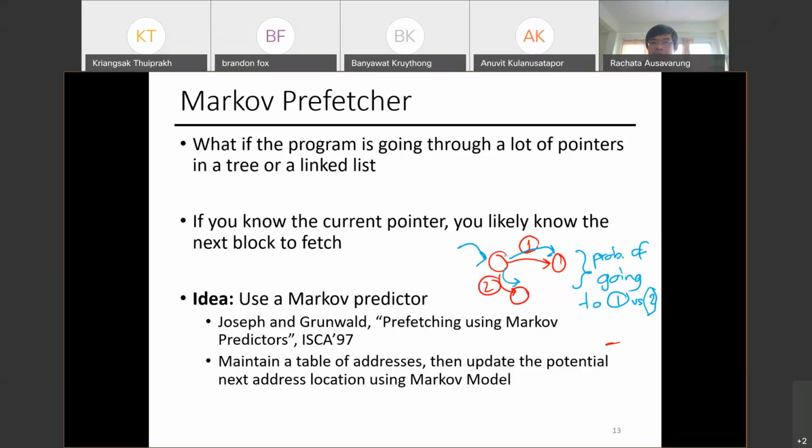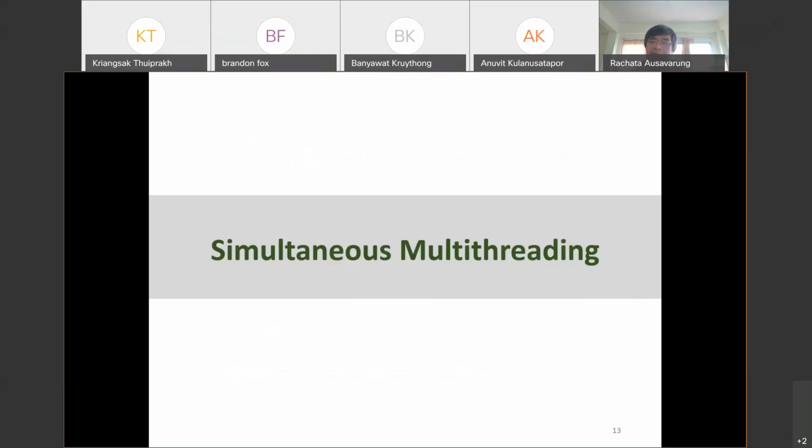But still, it's a technique that has been discussed back in the day, like around 25 years ago. So, any question about prefetching?